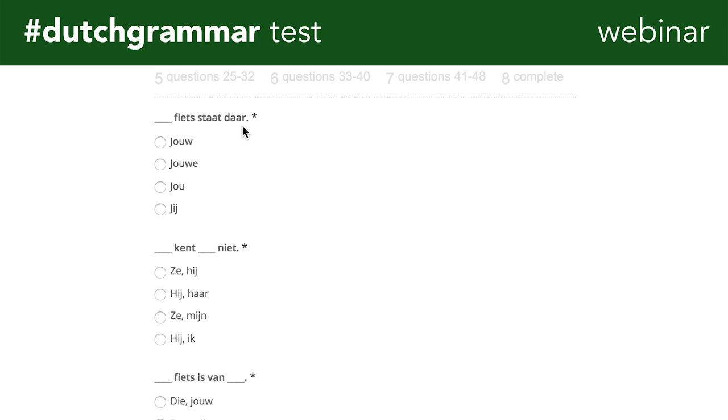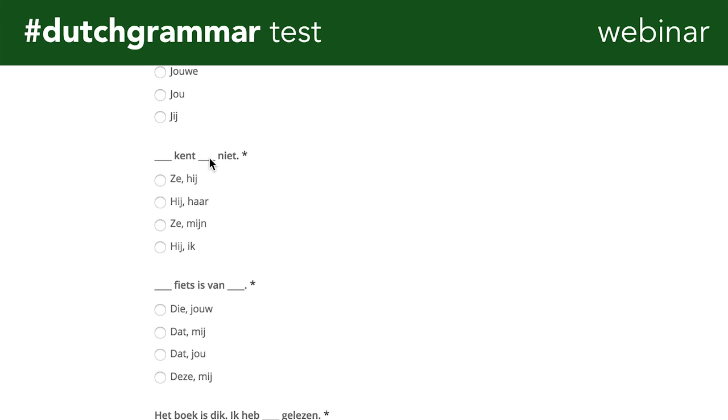Fiets staat daar. What is the correct possessive adjective? We discussed that in lesson 18. Jij is the personal pronoun when it is the subject, lesson 3. Jou is the personal pronoun as the object. Lesson 17. And with possessive adjectives, we do not add the e except with ons, onze, first person plural. But that is not the matter here. So jouw is correct.